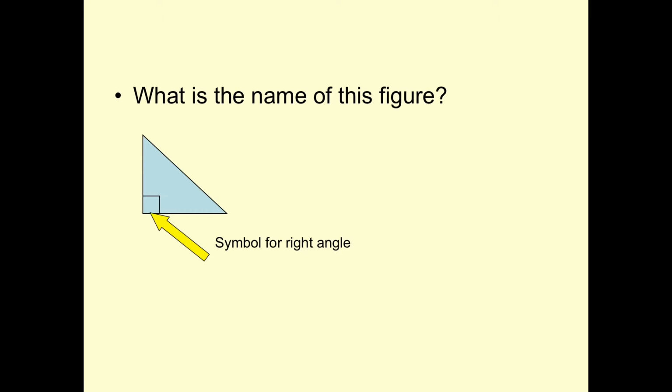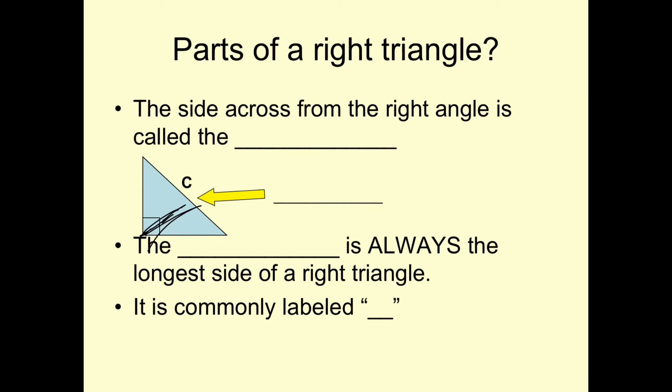If you see this little symbol in the corner of a triangle, it means it has a right angle. Any triangle with a right angle is called a right triangle. If you don't see this symbol in the corner, then you can only assume it's a right triangle, and you know what happens when you assume.